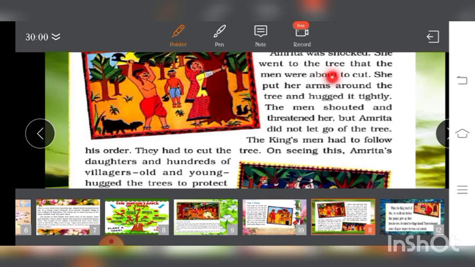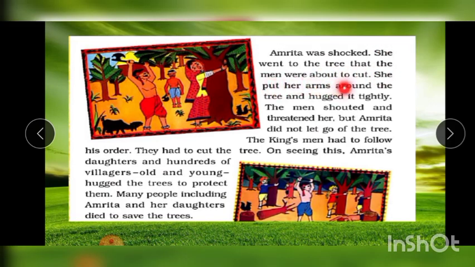Okay, Amrita was shocked. She went to the trees that the men were about to cut. She put her arms around the tree and hugged it tightly. The men shouted and threatened her, but Amrita did not let go of the tree. Now Amrita was very shocked, and as she loved trees so much, she did not allow woodcutters to cut the trees. Even when they tried to threaten her, to scare her, to frighten her, she did not give up.